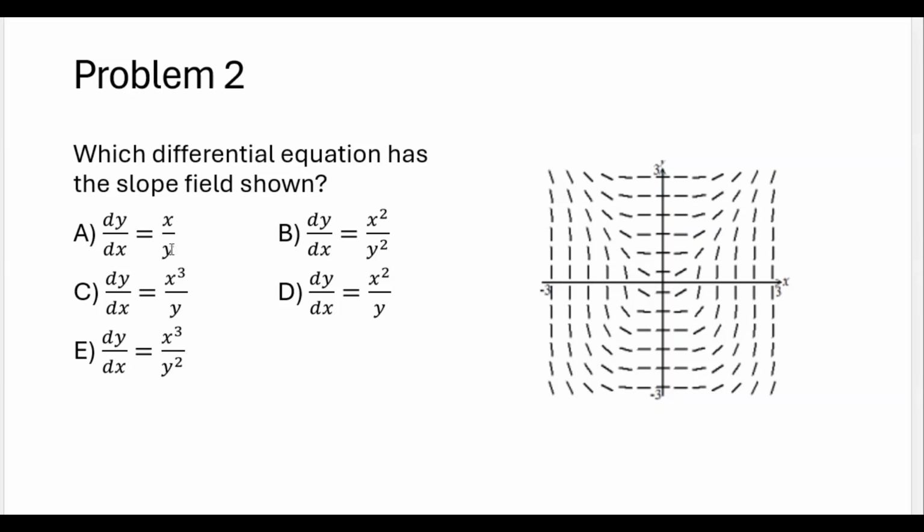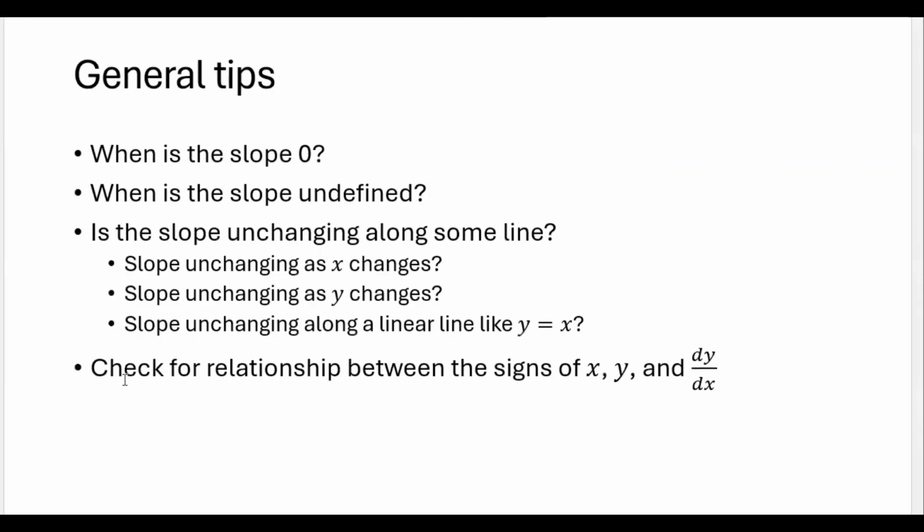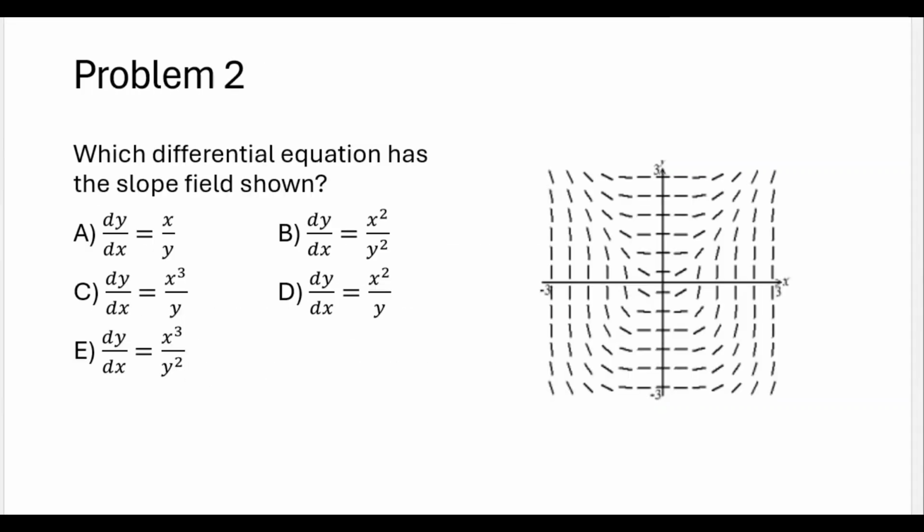Okay? Similarly, again doing this last one over here, relationship between the signs, okay? In quadrant 3, both x and y are negative. Down here, this is quadrant 3. So we would expect dy/dx to always be positive. But look, there's negative slopes. We cross out A. Okay, so we crossed out A and B already. So we're left with C, D, and E.